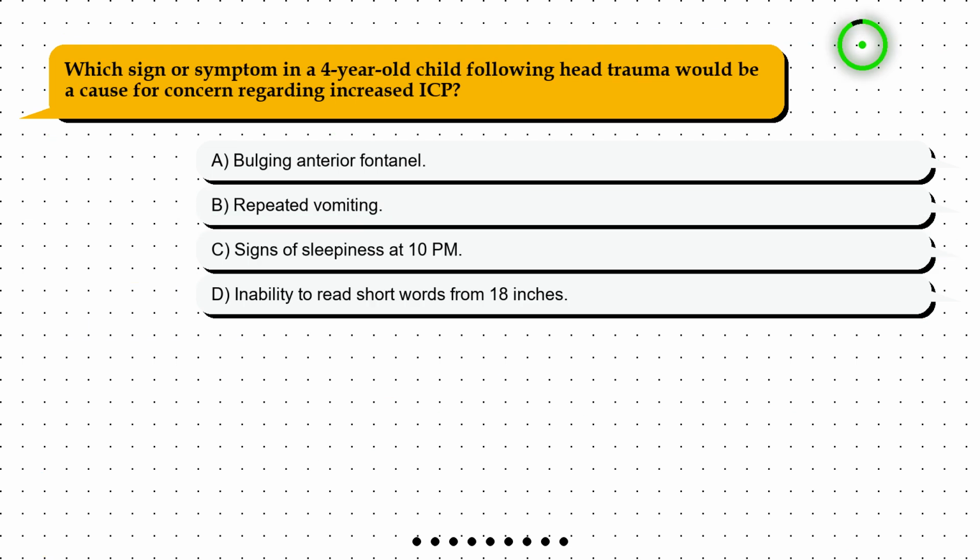Question 5. Which sign or symptom in a 4-year-old child following head trauma would be a cause for concern regarding increased ICP? Option A. Bulging anterior fontanelle. Option B. Repeated vomiting. Option C. Signs of sleepiness at 10 p.m. Option D. Inability to read short words from 18 inches.